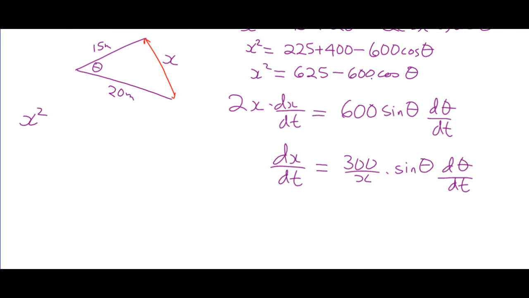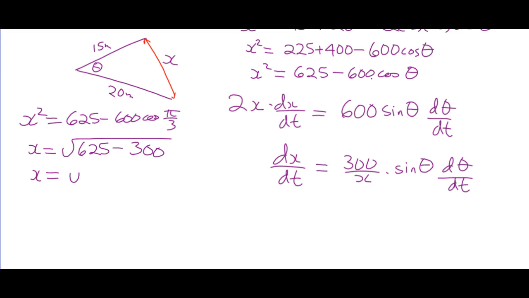Okay, so going over here, we got x squared is 625 minus 600 cos of pi over 3. So x is the square root of 625 minus... okay, cos of pi over 3 is a half, right? Yeah, it's half. So this would be 625 minus 300, so the root of 325. 25 goes into that 13 times, so 5 root 13.